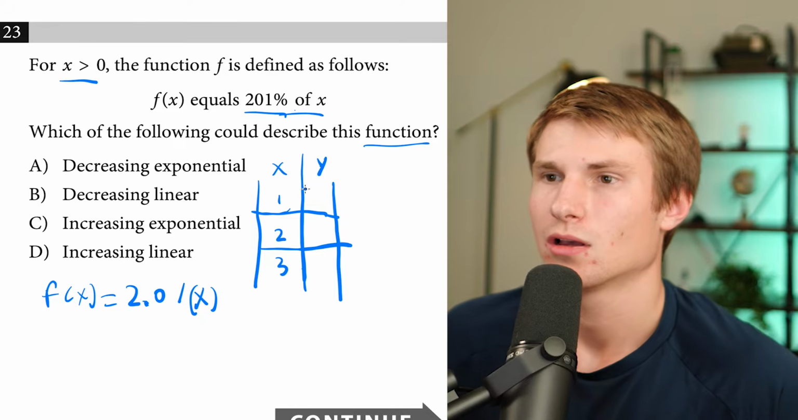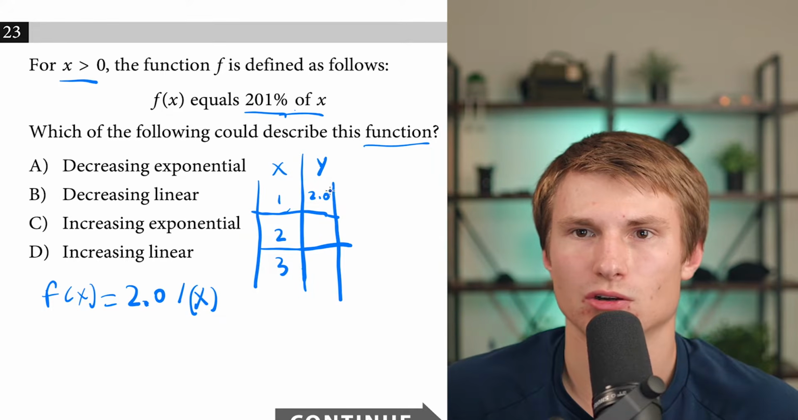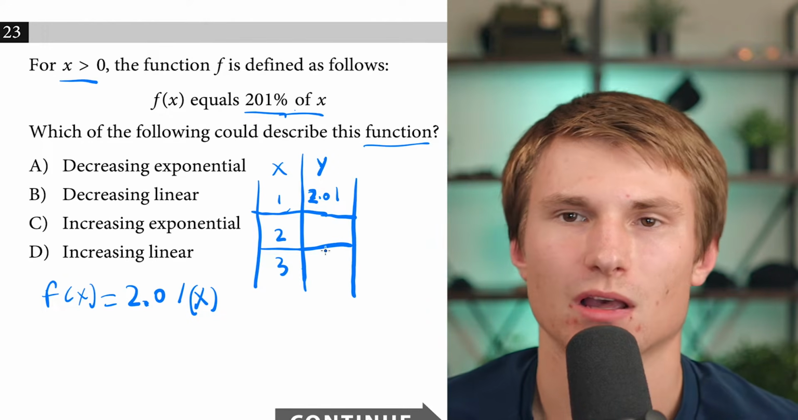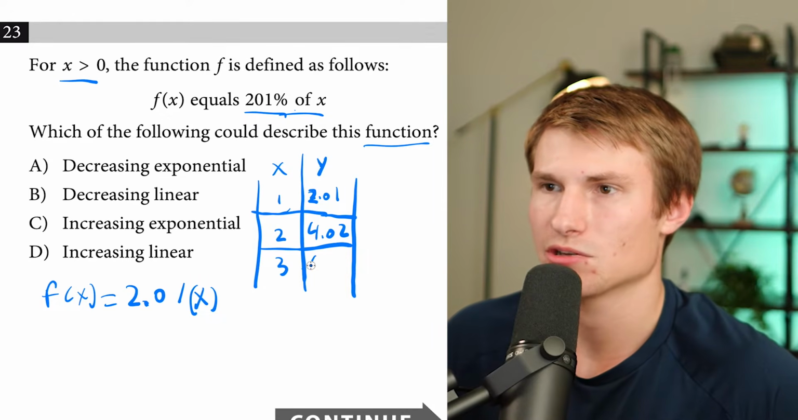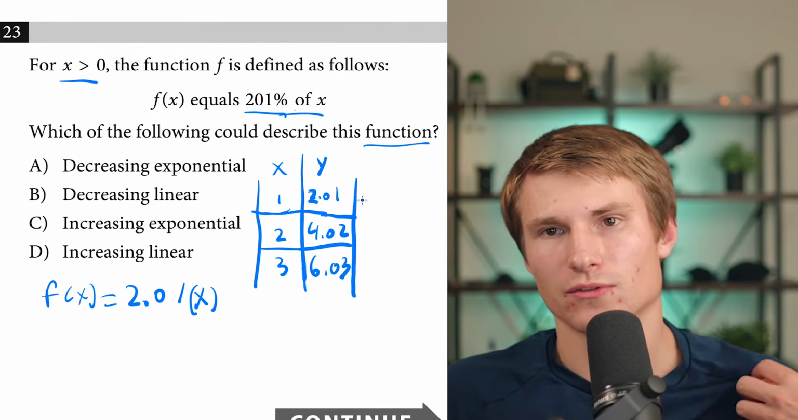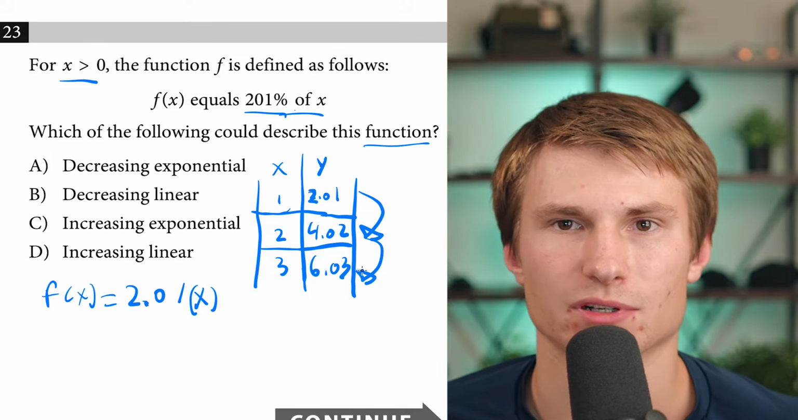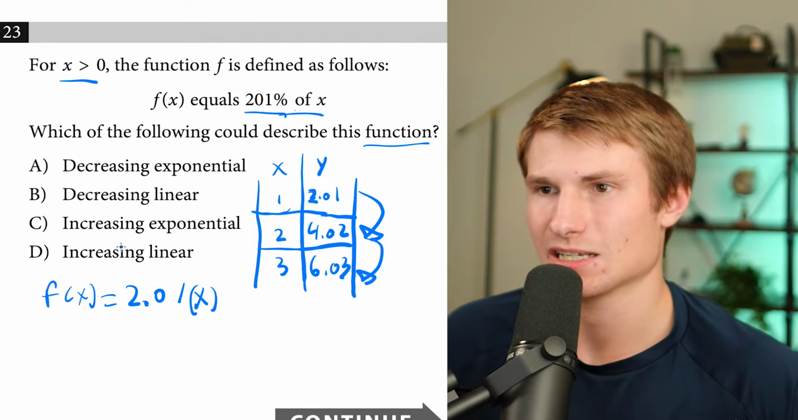At 1, we'd have a value of 2.01. I know the writing is a little bit small, but 2.01. Now at 2, we'd have a value of 4.02, and at 3, you'd have a value of 6.03. From here, you can see that we're obviously increasing by 2.01 at each step, and therefore it's going to be a linear function. So we know that it's going to be increasing linear.